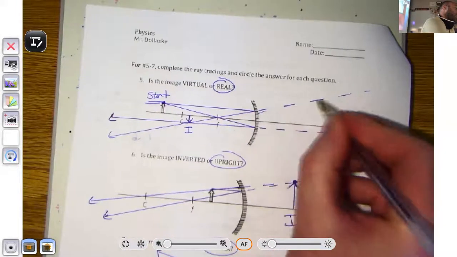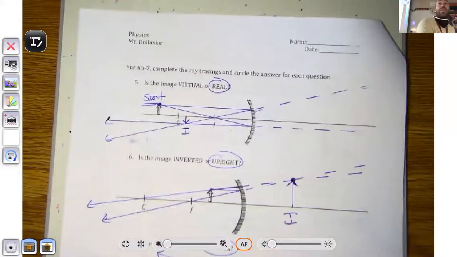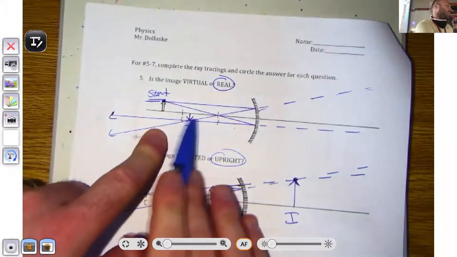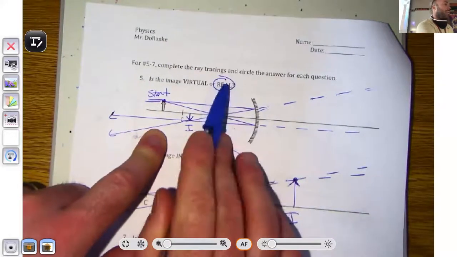Some people forgot to put in the dash line. The dash line exists for the reflected light ray. Some people were putting in the dash lines for the incident light ray. There's a difference between incident, the one going into the mirror, versus the reflected one, the one coming out of the mirror. So this one, because our intersection took place there, we had a real image.